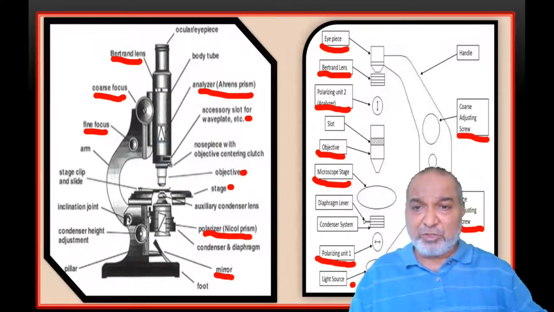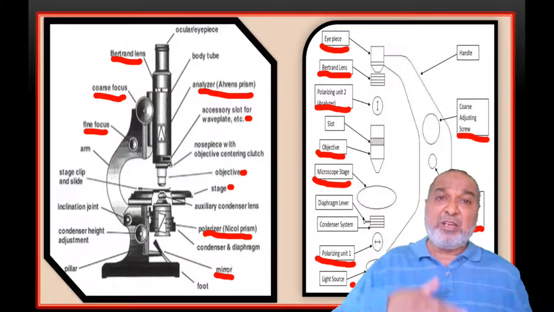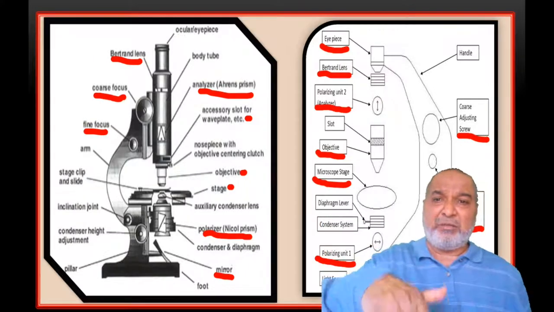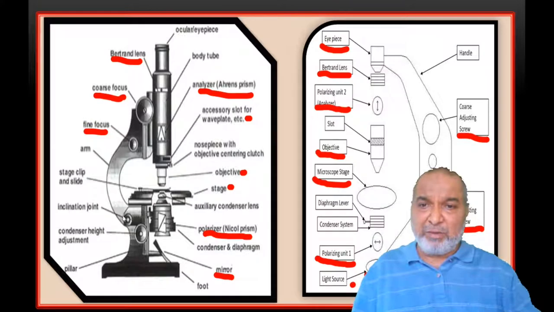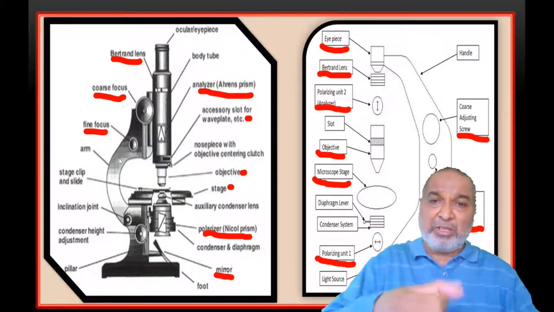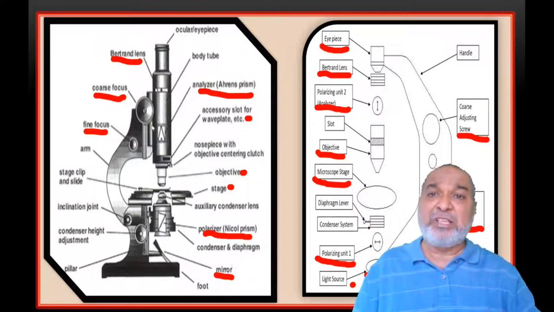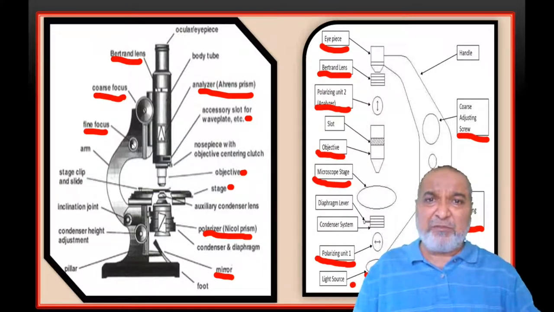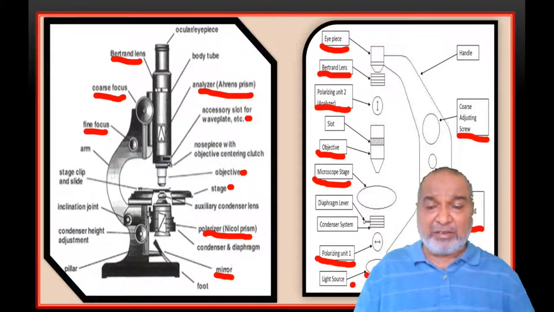Similarly, here we have one screw that is called a joint. With that joint, we can make a slanting position or a vertical position, whichever is the comfortable position. So the angle will be given with this. Then hold the arm whenever you are going to hold it. Here we have the fine adjustment screw. Here we have the coarse adjustment screw. Fine adjustment, because everyone has their own eyesight, so they have to adjust the fine focus of the microscope.